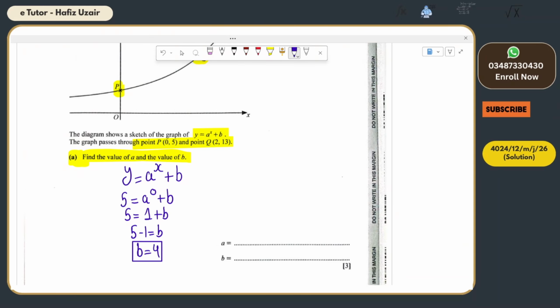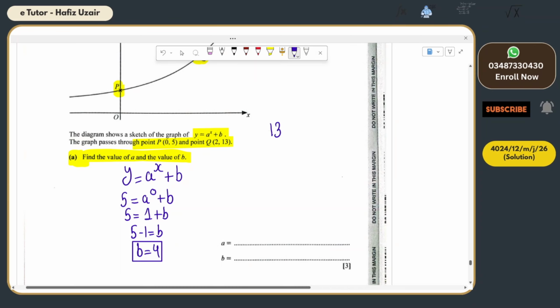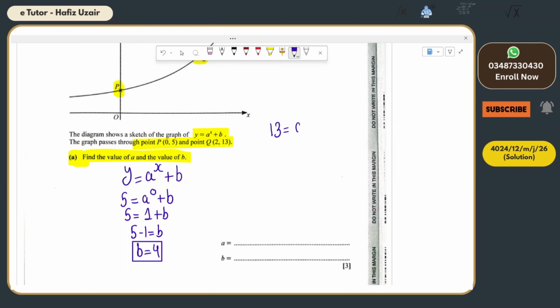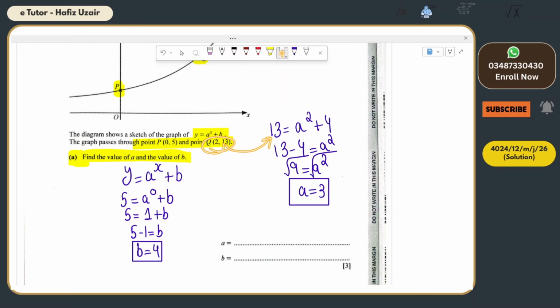Now let's put these values. So 13 will be equal to a power 2 plus 4. So 13 minus 4 is equal to a square, and then 9 is equal to a square, and then take the square root on both sides. So a will be equal to 3. I just substituted these values: I put 13 in the place of y and 2 in the place of x. So now the values are 3 and 4.